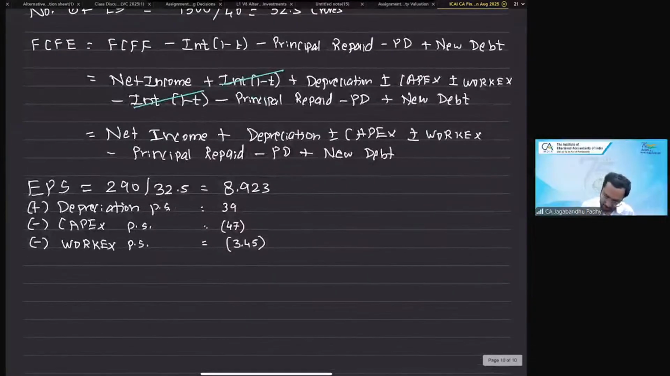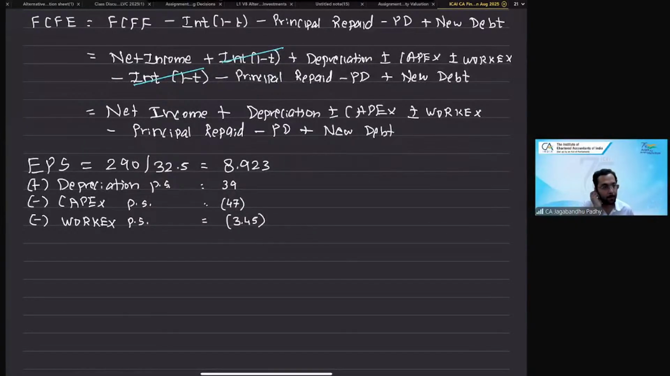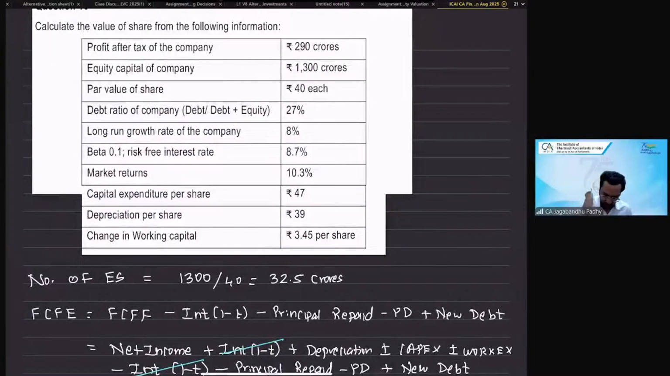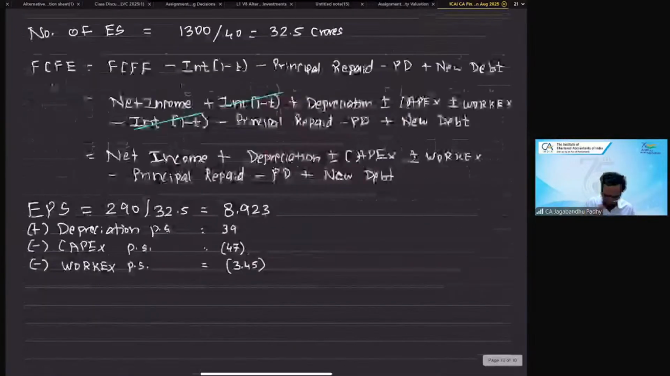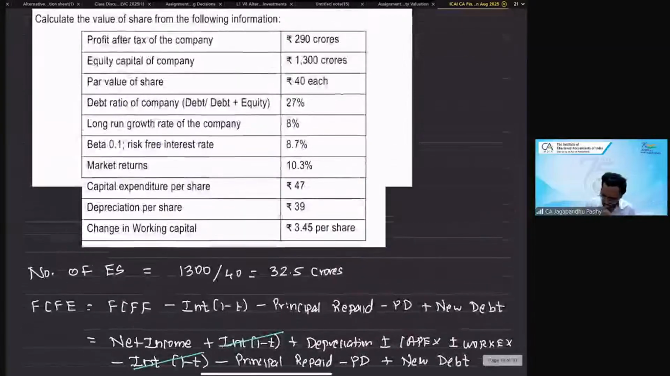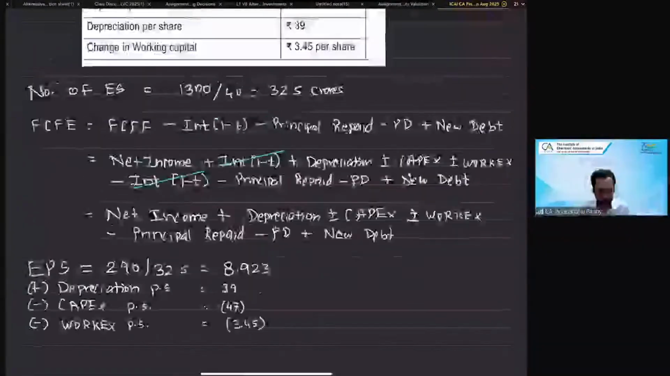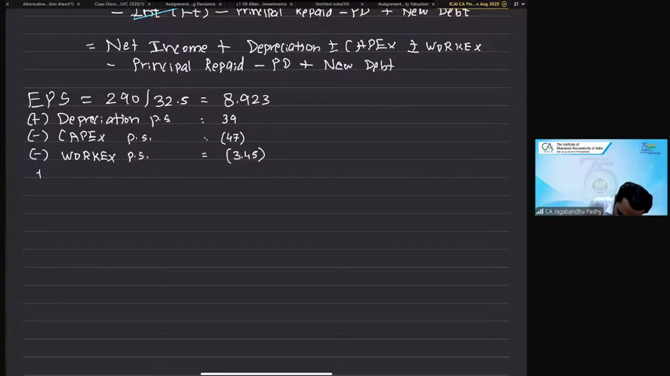Then, so workex is done. Any principal repayment, nothing specified in this part. Any preference dividend, nothing. But new debt is something, yes, that's going to be there. So let's add the new debt that we are going to raise on a per share basis. Now, how do we get this new debt on a per share basis? Let's do a separate calculation for that.